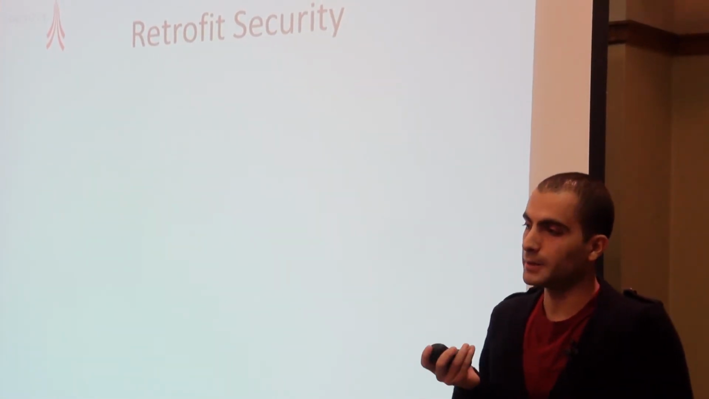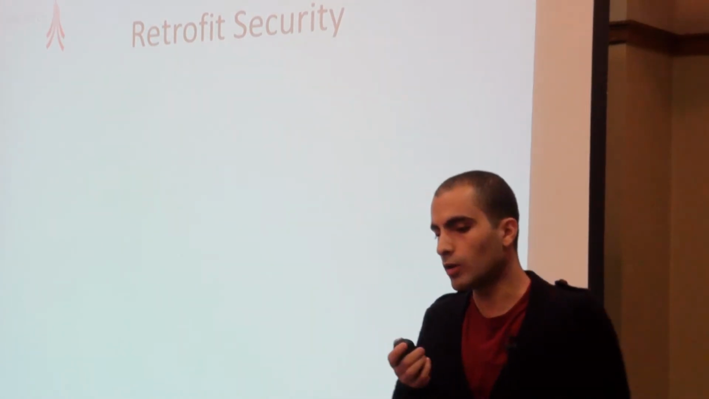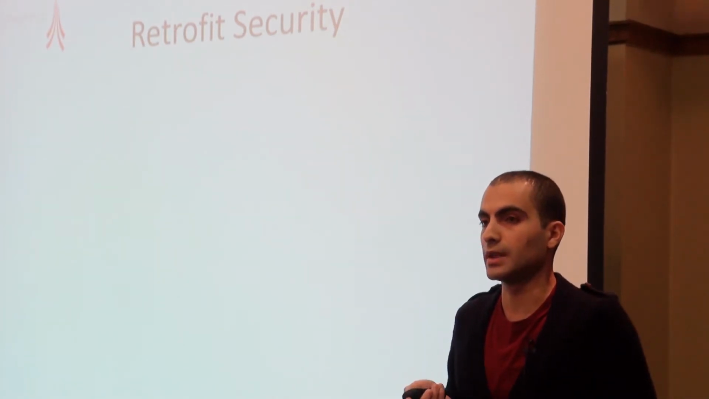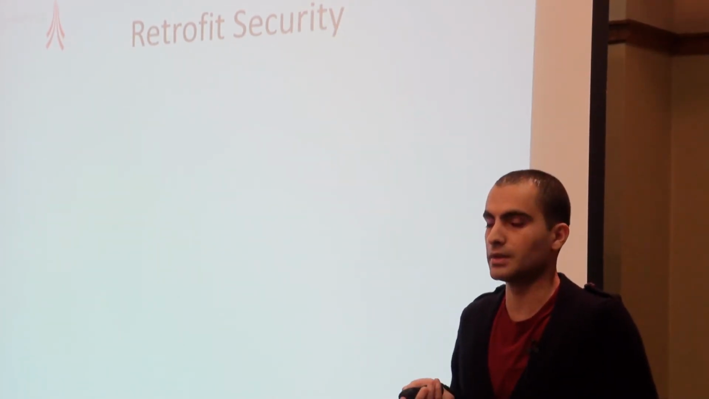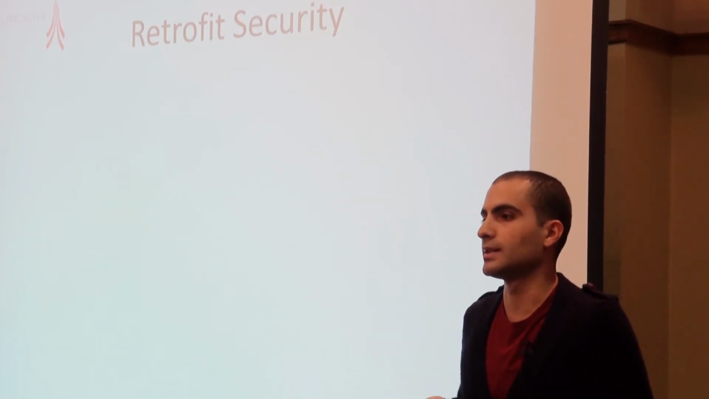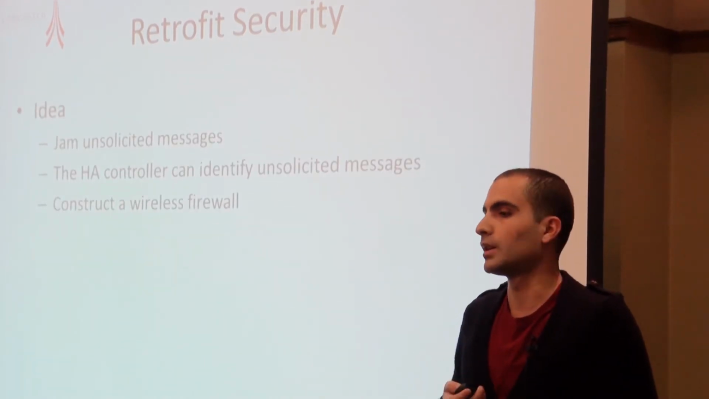However, with the already deployed devices, and there are lots of protocols and stakeholders involved, it's not realistic to upgrade these devices in the future. So we need another idea. Our idea is jamming unsolicited messages in the smart home.